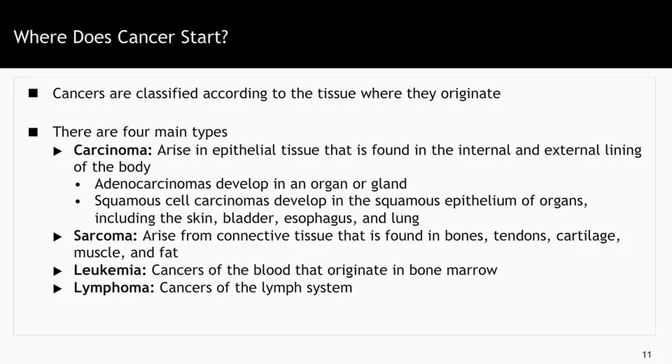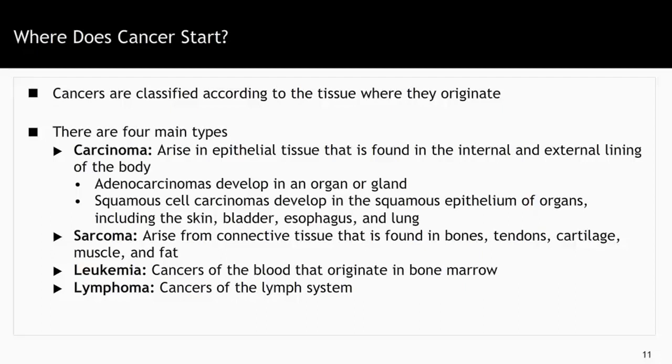Where does cancer start? Cancers are classified according to the tissue where they originate. There are 4 main types. Carcinomas arise in epithelial tissue that is found in the internal and external linings of the body. Adenocarcinomas, which are the most common form of cancer, develop in an organ or gland. For example, prostate cancer, breast cancer, liver cancer.